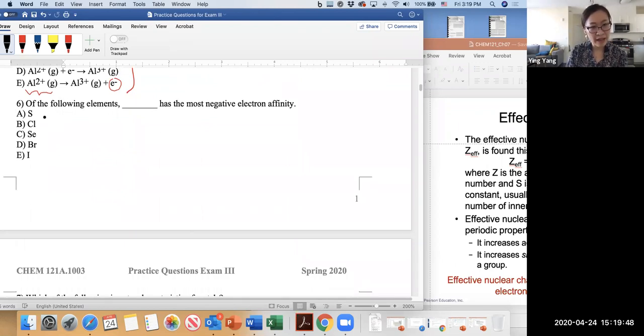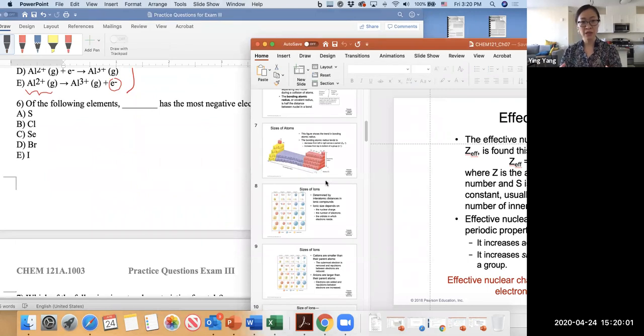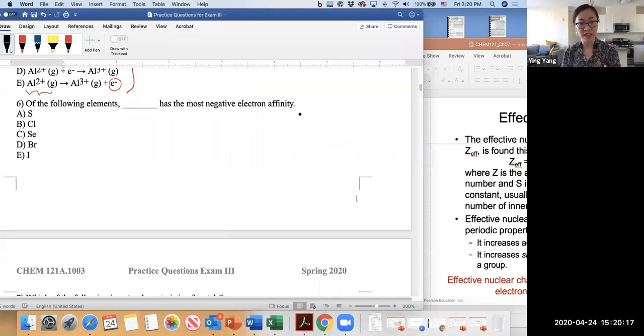Now, of the following elements, you're given 5 different elements. Which one has the most negative electron affinity? Most negative electron affinity. When it gains an electron, because of the attractive force between the electron and the nucleus, gaining an electron usually releases energy, therefore it has a negative electron affinity. And the stronger this attractive force is, the more negative the electron affinity would be.